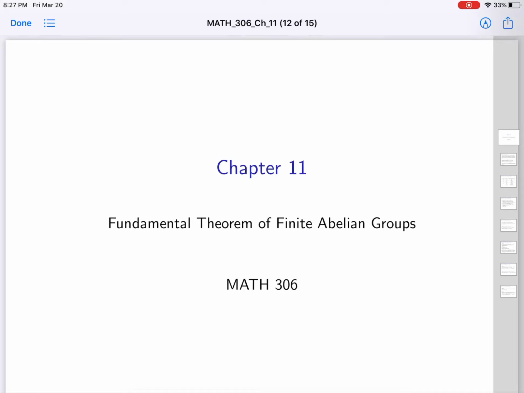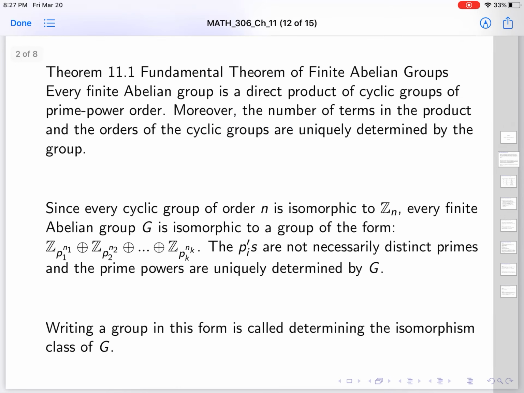All right, chapter 11 talks about the fundamental theorem of finite abelian groups. And this chapter is pretty exciting because it gives us a lot of information about classifying finite abelian groups. So let's get started. We're going to start with a pretty big theorem, Theorem 11.1.